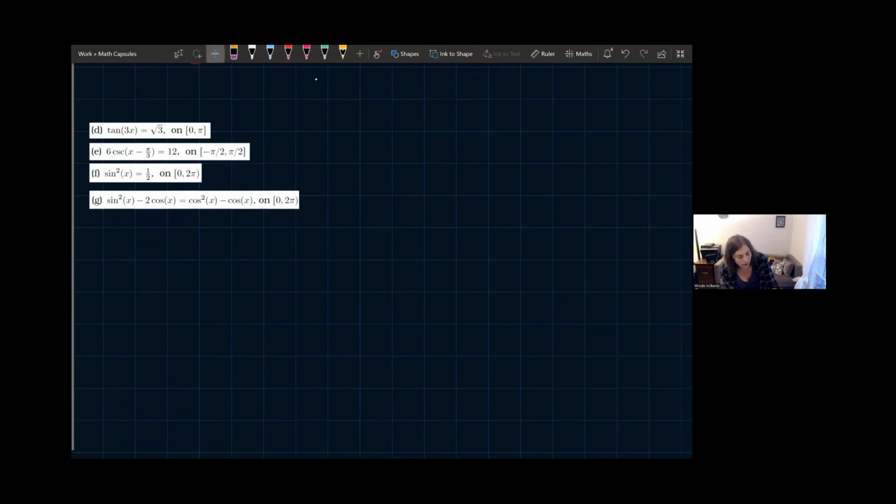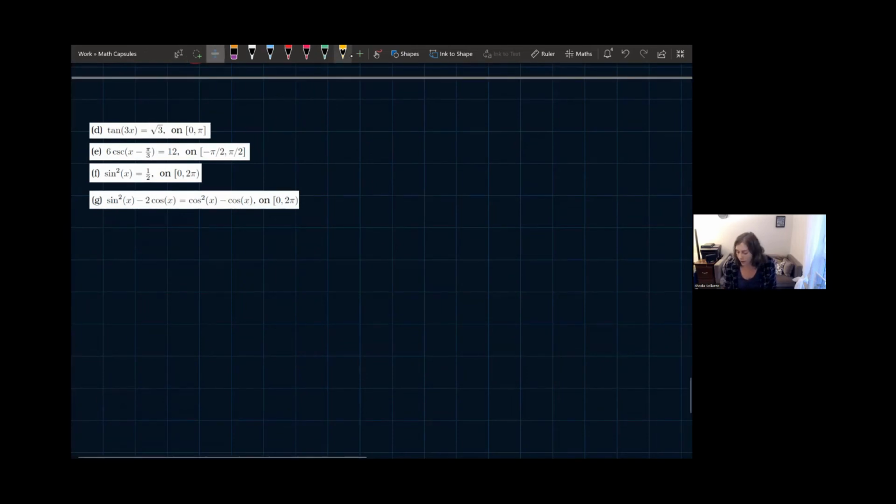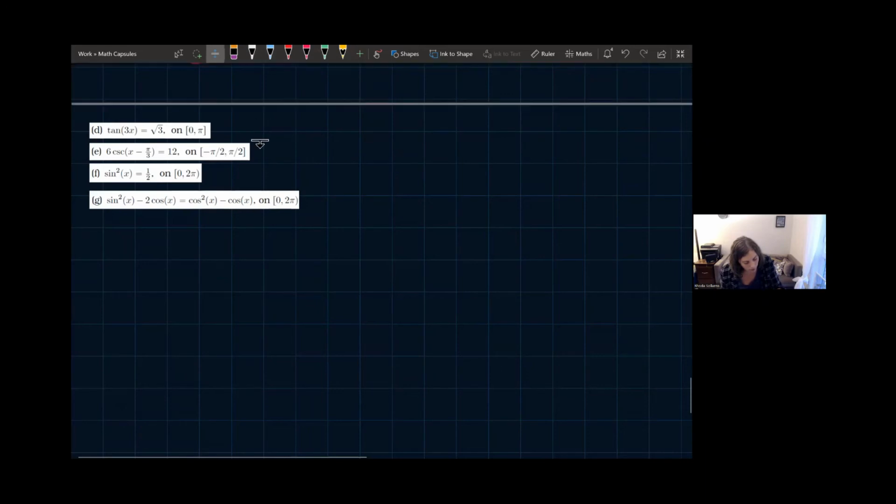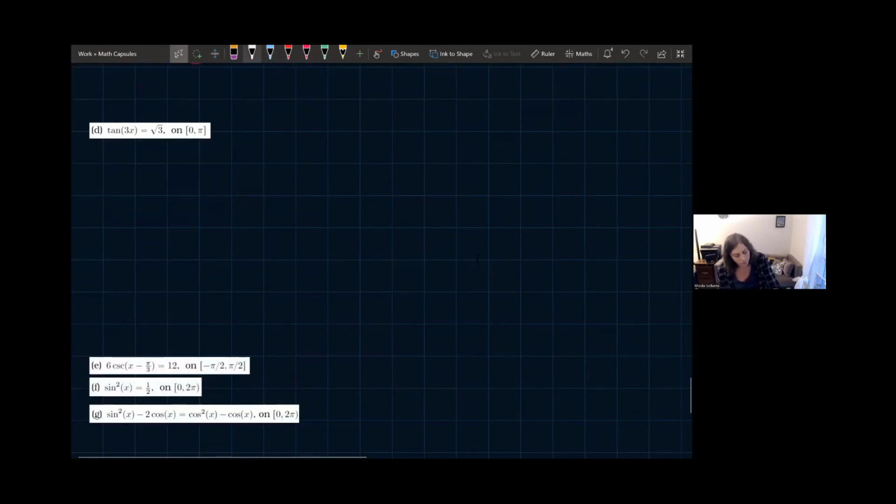Let's keep going. Okay, now we're going to throw in an extra step. In this one, let me get some space. Tan is already isolated in this equation. So tan of 3x, not x, but 3x, has to be equal to the square root of 3. And then the question is, what's x? So we got a couple of things to do here. First of all, just solve it for 3x. So tan of 3x has to be equal to the square root of 3.